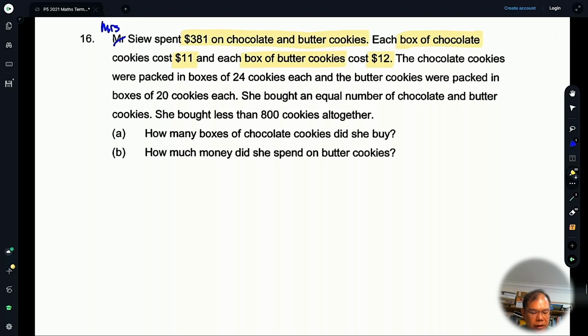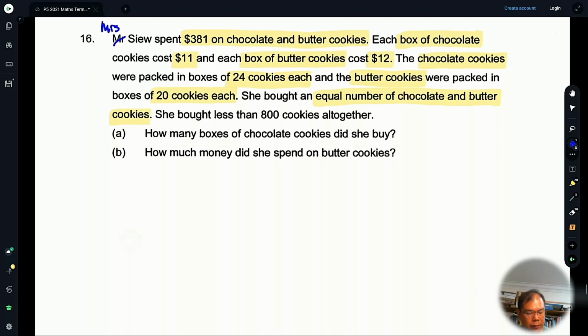Now the chocolate cookies were packed in boxes of 24 cookies each, and the butter cookies were packed in boxes of 20 cookies each. Right, now she bought an equal number of chocolate and butter cookies, and in total bought less than 800. You can do guess and check, or systematic listing, but I'm going to show you a different method, right?